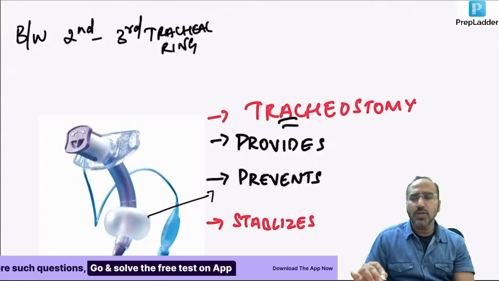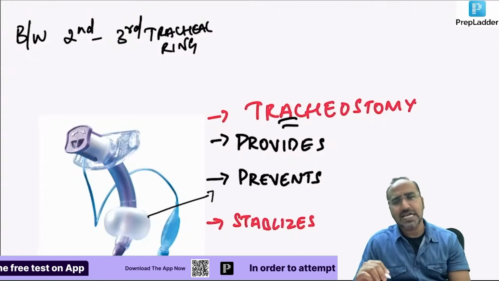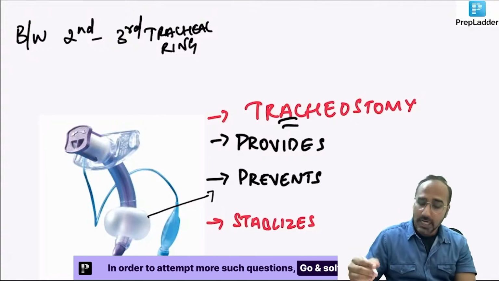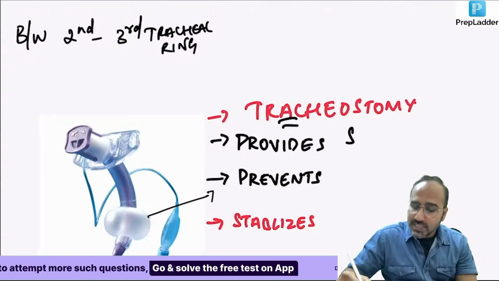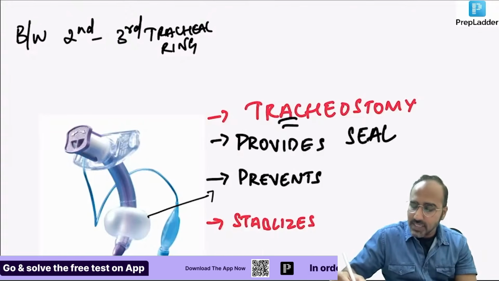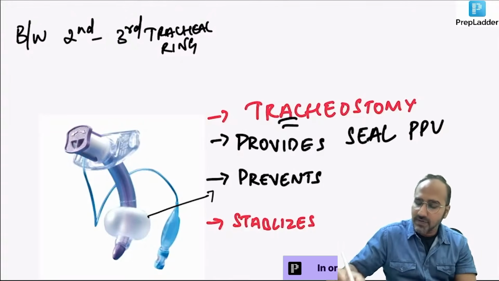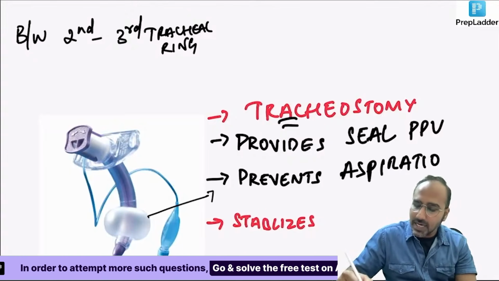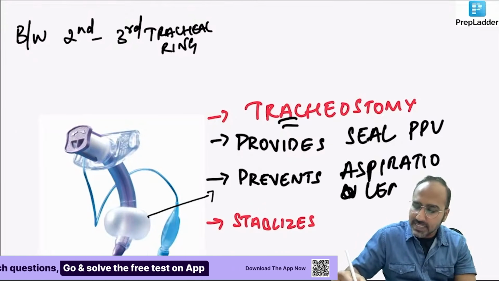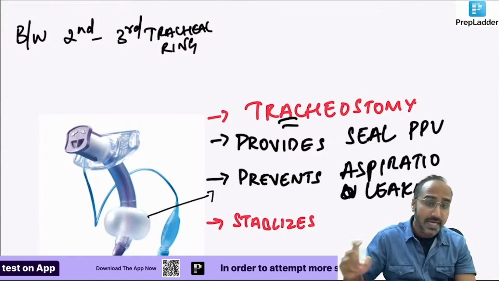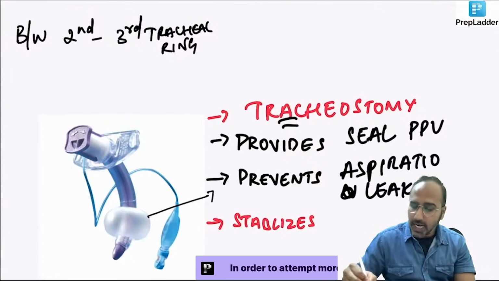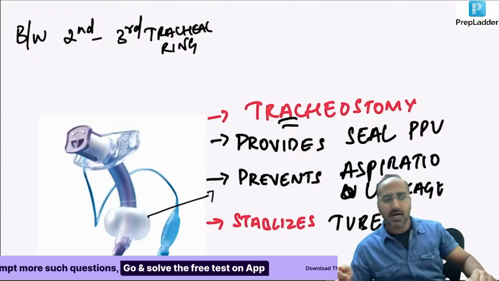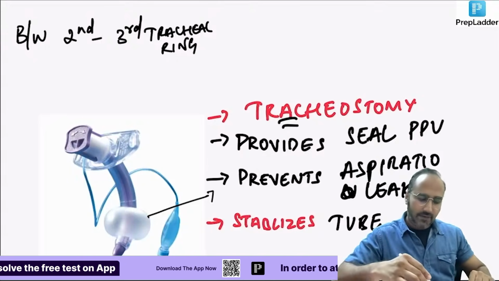Now, when you are looking at the tracheostomy tube cuff, what is the purpose of the cuff? Remember, the cuff provides a seal for positive pressure ventilation. It prevents aspiration. It prevents leakage. Leakage of air can be prevented by this cuff. Not only in a tracheostomy tube, the normal endotracheal tube also. And it stabilizes the tube. The tube will be stable inside the trachea due to this cuff. This is the importance of the cuff.